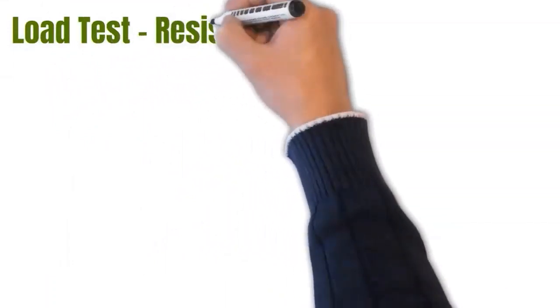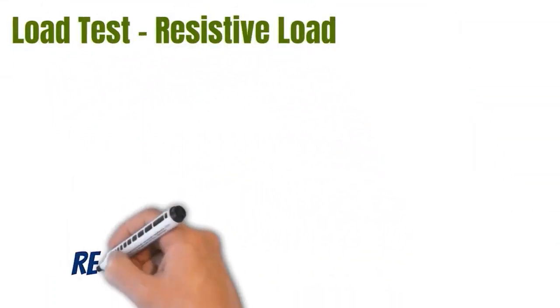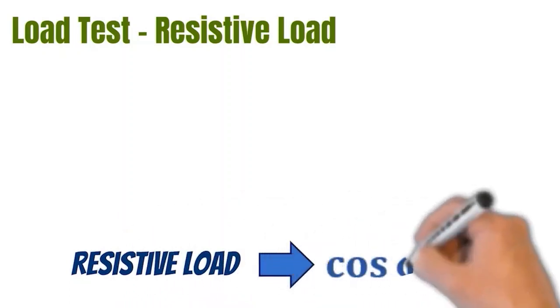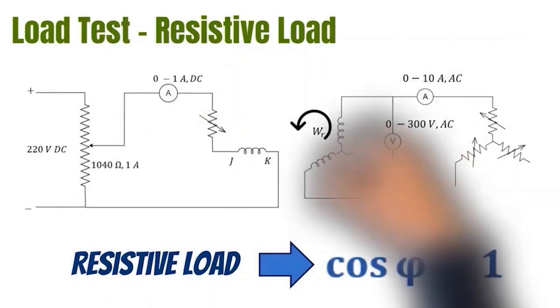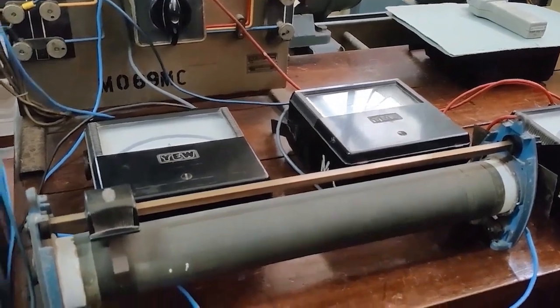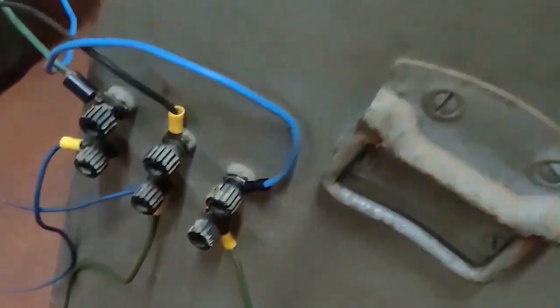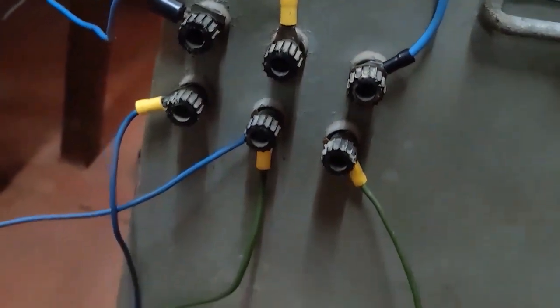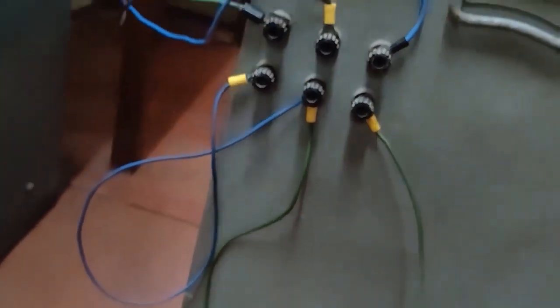Next part is the load test for resistive load. This means the power factor of the load is unity. You can now observe the circuit on the screen. There you can see that the three-phase star-connected inductive load was replaced by a three-phase star-connected resistive load. Now let's see the actual circuit connections. As I mentioned before, the inductive load has been replaced by the resistive load. That is the only change done to the previous circuit. You can see the star connection with the common point.